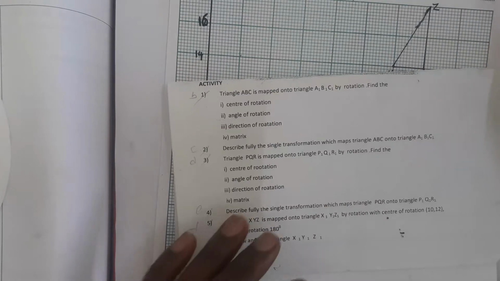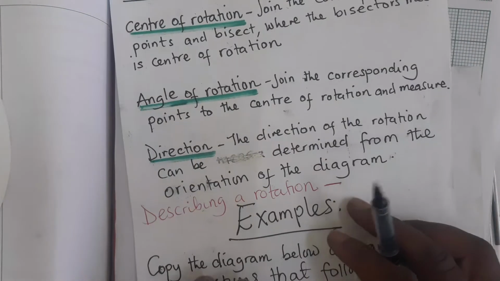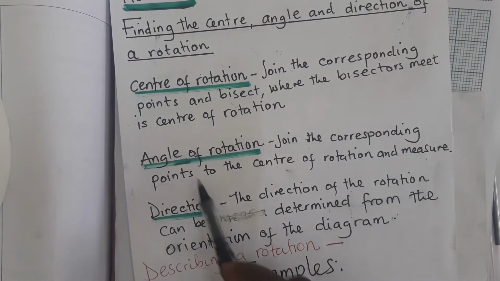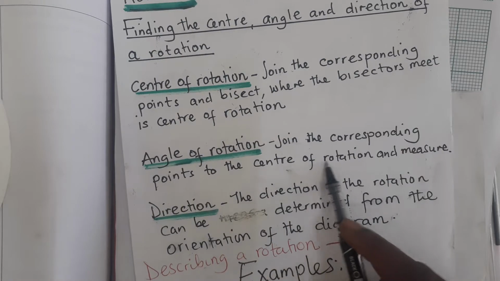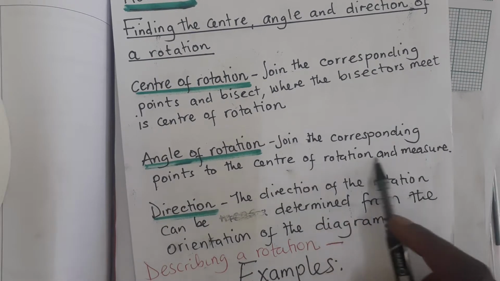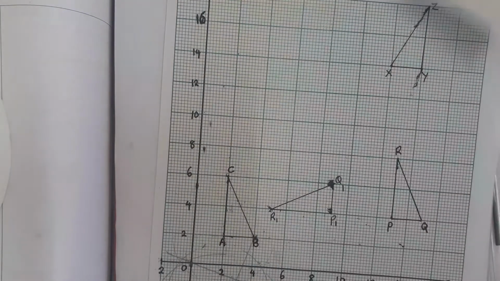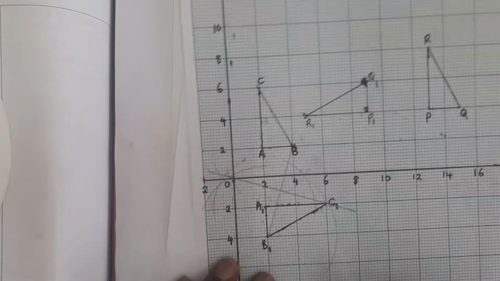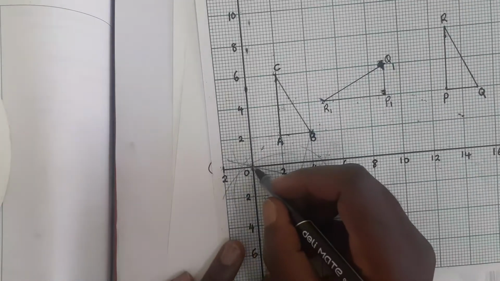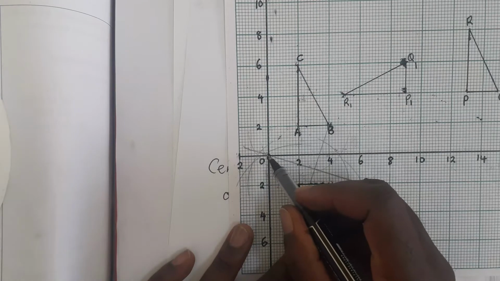If I can take you back to the point here. What is the point saying? The angle. Join the corresponding points to the center of rotation, and measure. So, for instance, our center of rotation here is this point. This is our center of rotation.